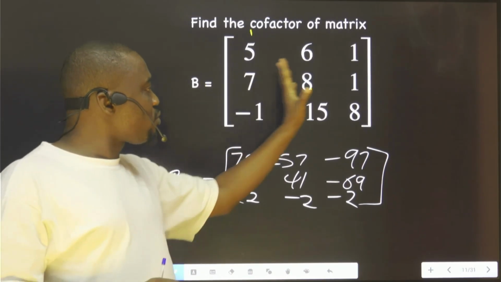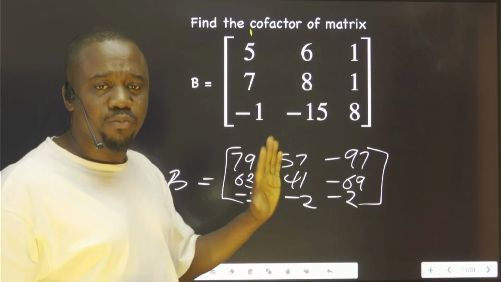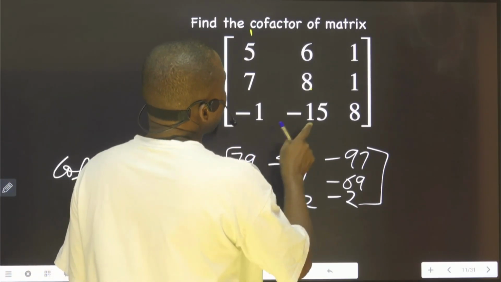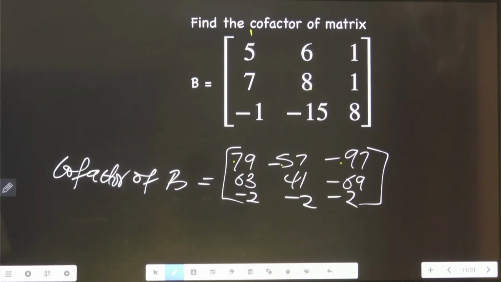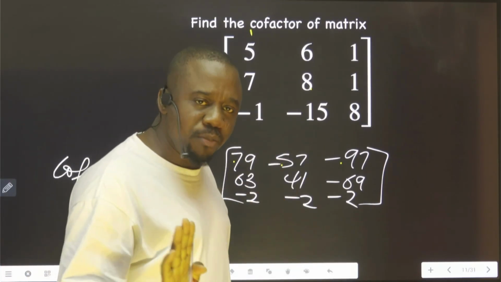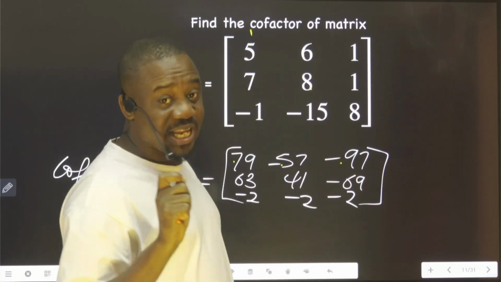Just know that when it comes to 3 by 3 like this, it's plus, minus, plus, minus, plus, minus. So we have plus here, we had minus here. Now we are having plus here. Already we had minus 97 already. So because plus is coming in, it's going to be still minus 97.